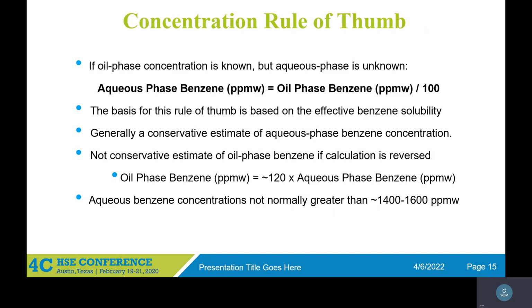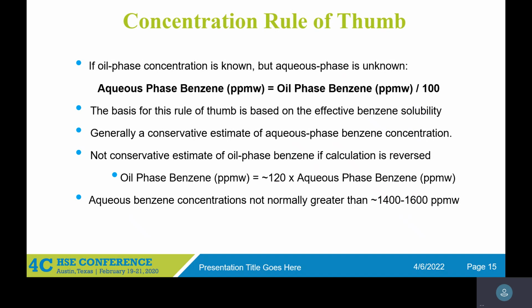There's also some rules of thumb that they have. So if you can only take a sample of the oil phase and you cannot take a sample of the water phase, a rule of thumb, and this is based on solubility data, I personally run all those numbers at 78 degrees, benzene, water solubility, etc. And the EPA allows this rule of thumb that if you do not have the aqueous benzene concentration, you can use the organic benzene concentration and divide it by 100.